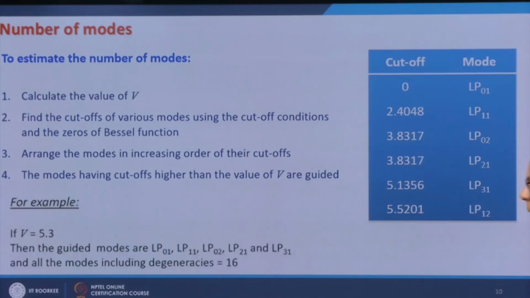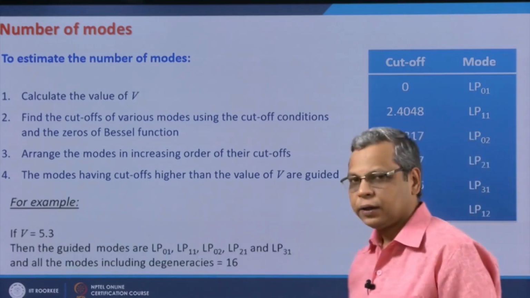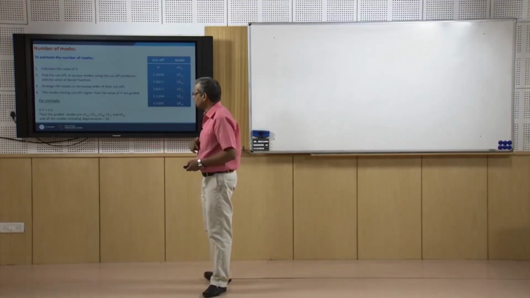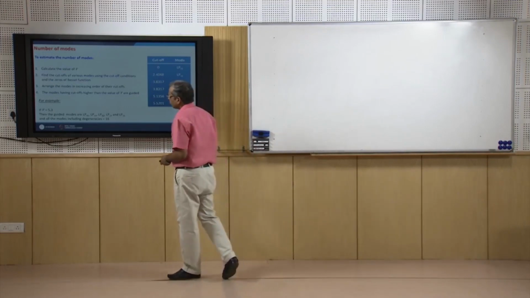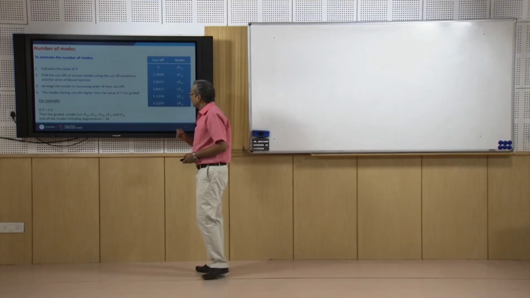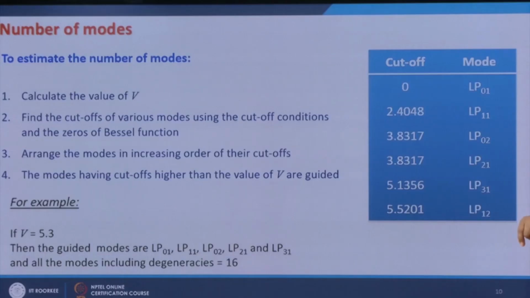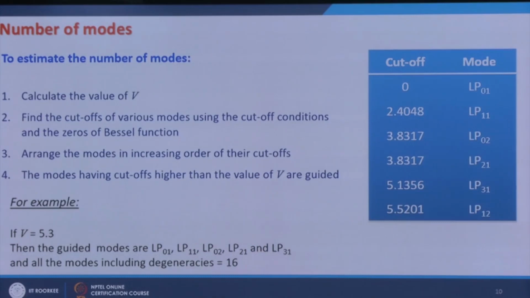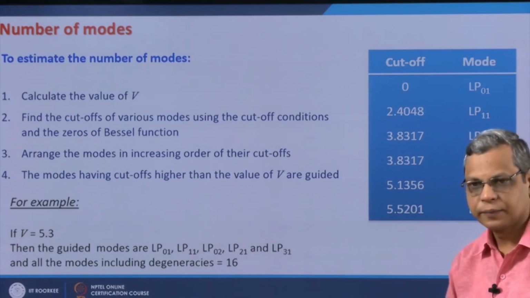Let me work out an example. If for a given fiber and given wavelength, I calculate the value of V and it comes out to be 5.3, then I locate this 5.3 in this table, which is here, and I count the modes above this. So, 1, 2, 3, 4, 5. These modes LP01, 11, 02, 21 and 31 are guided.